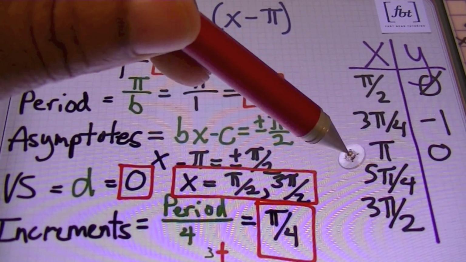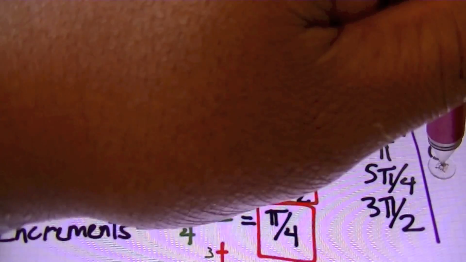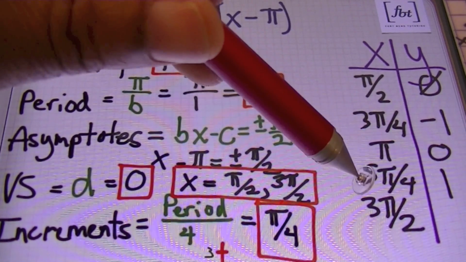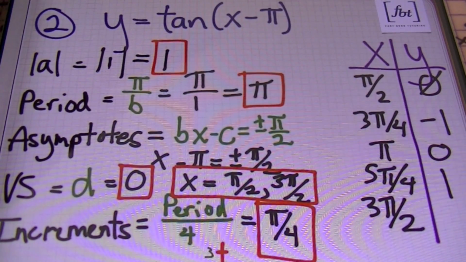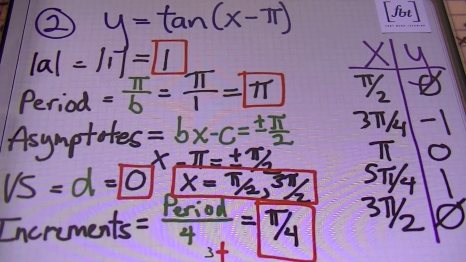Then plugging in 5 pi over 4, I have 5 pi over 4 minus pi, ladies and gentlemen. That's going to give me a value of pi over 4. Tan of pi over 4, or tan of 45 degrees, is positive 1. Finally, when I plug in 3 pi over 2 into the original equation, 3 pi over 2 minus pi gives you a value of pi over 2. Tan at pi over 2, or tan at 90 degrees, is undefined. All right, so that's going to complete our XY chart.